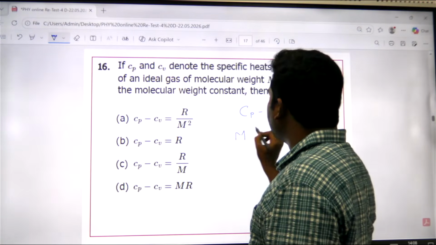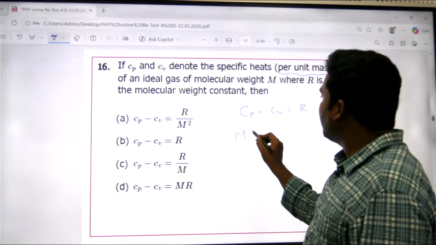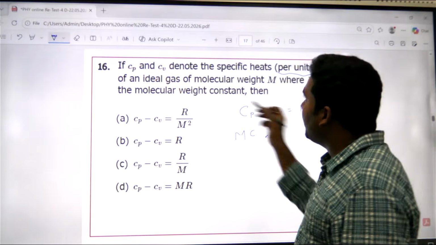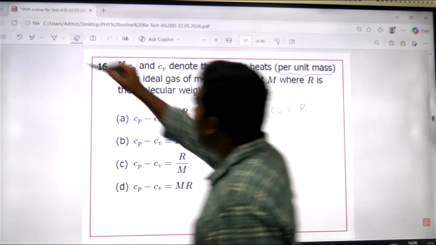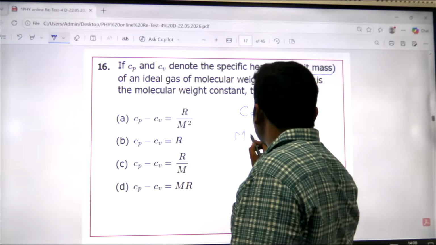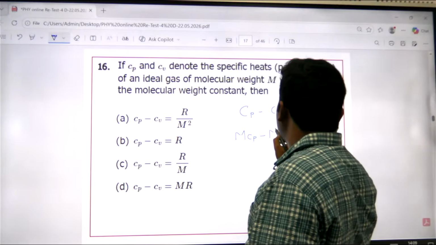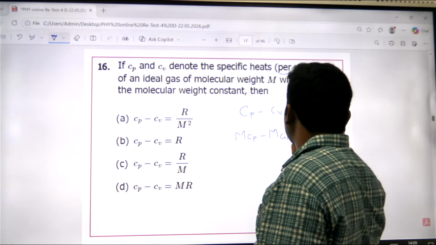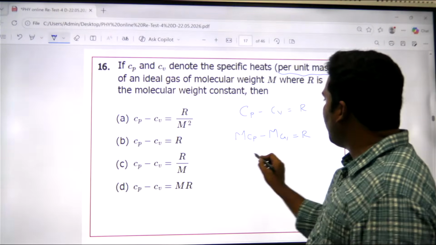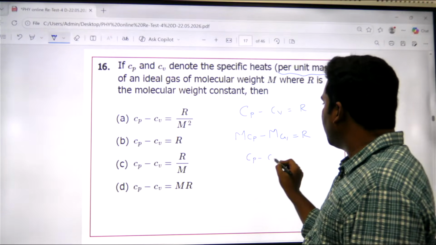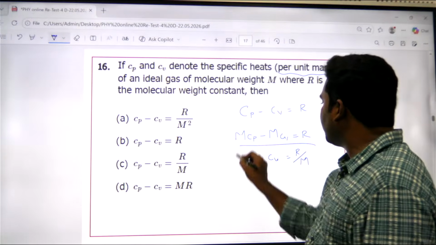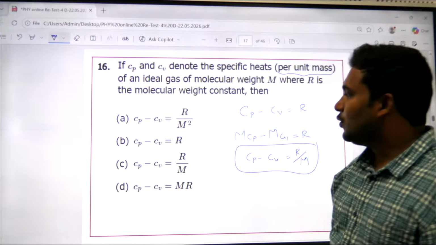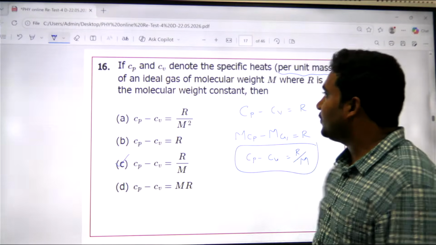Can I simply write it as M into small Cp? We can write it as M into small Cp minus M into small Cv is equal to R. If I take M to the other side, it is Cp minus Cv is equal to R by M. So it is option C.